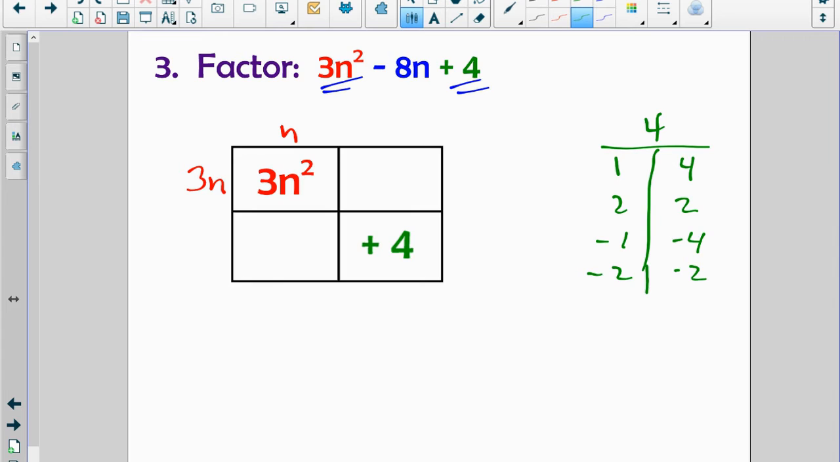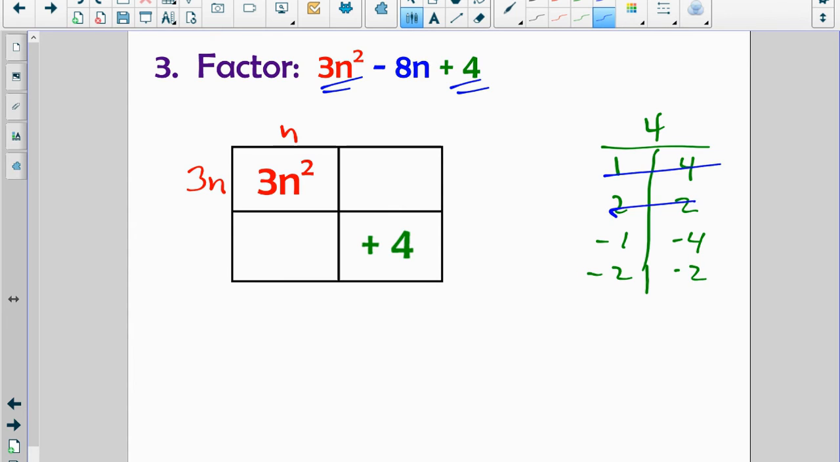Now, if we really think about this problem and remind ourselves that these two like terms have to add up to a negative number, that kind of tells me it can't be two positive numbers. They have to be negative numbers. So it eliminates some of the options right away. I don't have to check everything. I know some of those just aren't going to work.